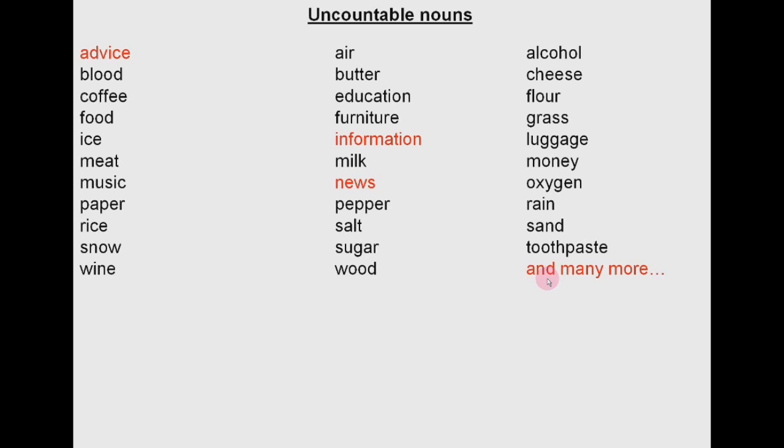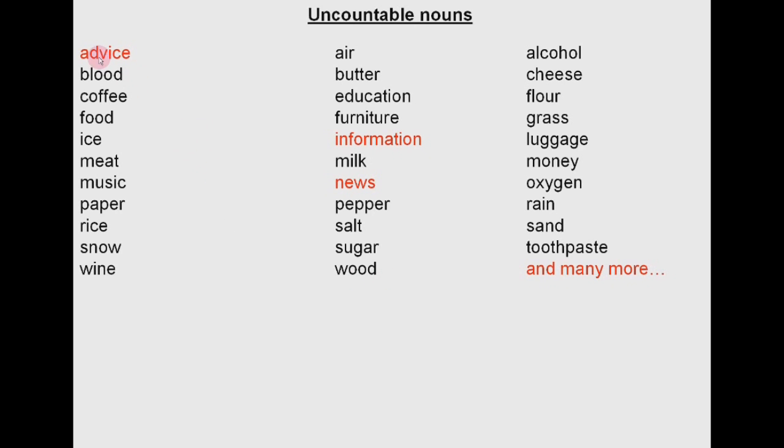Now I'm going to give you a list of common uncountable nouns. I don't have time to read them all for you, but look in a dictionary for the meaning of these words, and remember that they are all uncountable nouns, and so they follow the rules that I showed you earlier.